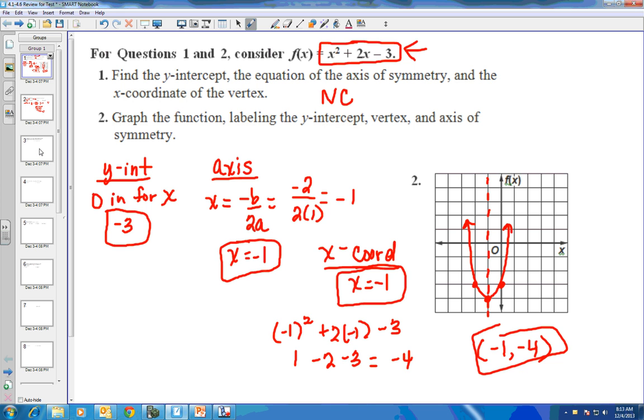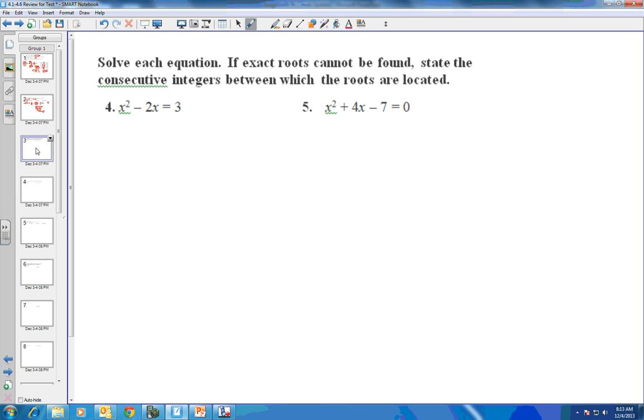Okay, number 3. Solve each equation. If the exact roots cannot be found, state the consecutive integers between which the roots are located. This came from the section where we graphed it to find where it crosses. So this is going to be a calculator problem. And on the actual test, I will say graph and solve. Okay, so this is a calculator problem where we're just going to plug them in.